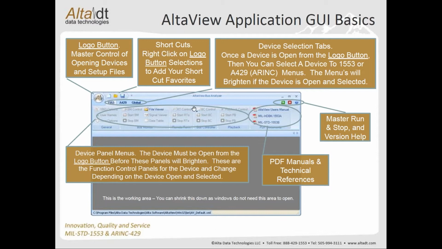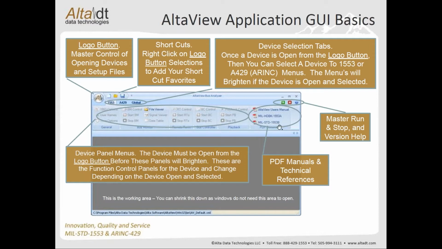You'll see here in the larger circled area is the device panel menus, and this is where you get a little more specific. So for 1553, you're going to have a bus monitor control, an RT control, and a bus controller control. Okay, and we'll go into more detail on that as we continue.